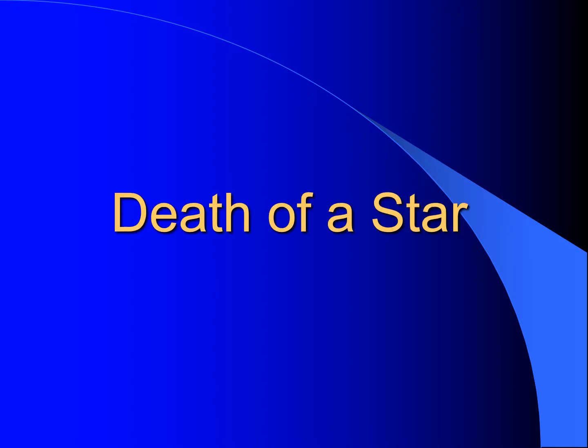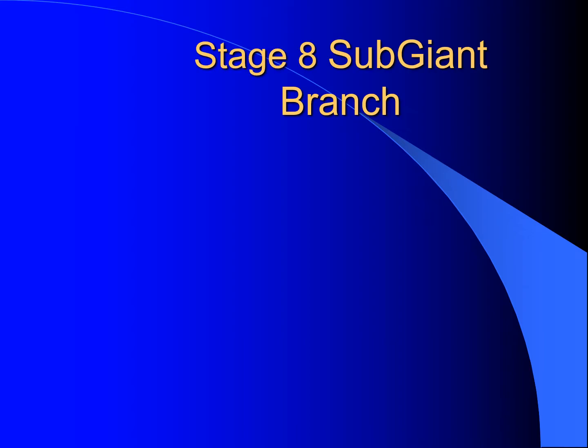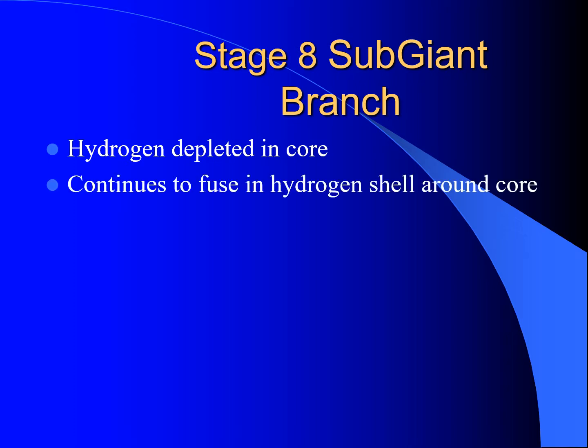In this video, we will discuss the death of a low-mass star similar to our Sun. For stage 8, it's the subgiant branch. At this point in time, the hydrogen has been depleted in the core of the star. And this means that the fusion is going to start to move outward around the core and is actually going to take place in a shell that surrounds the core.